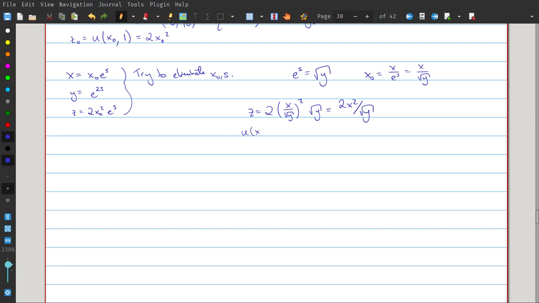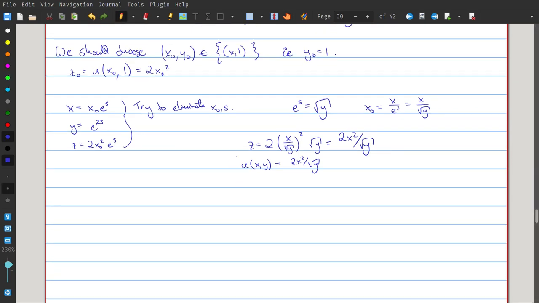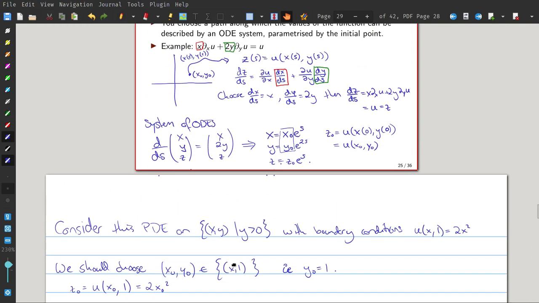So we can also say that u is 2x squared on z. Because remember, u and z are the same function, except we consider z as a function of s and we consider u as a function of x and y. So once we've done this algebraic manipulation to get z as a function of x and y, then we again write it as u. And then this should be the solution to our partial differential equation.